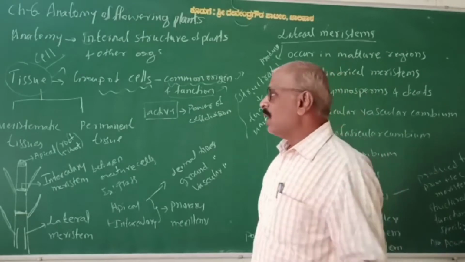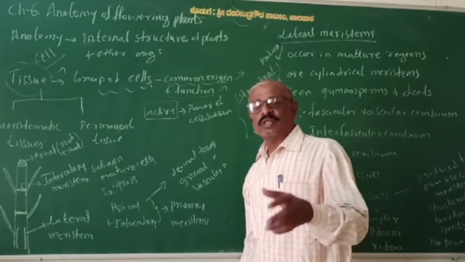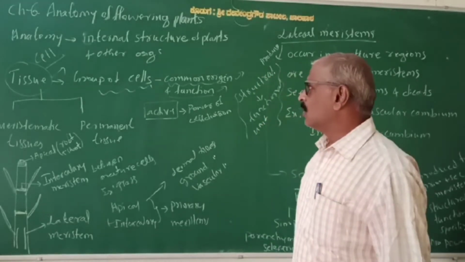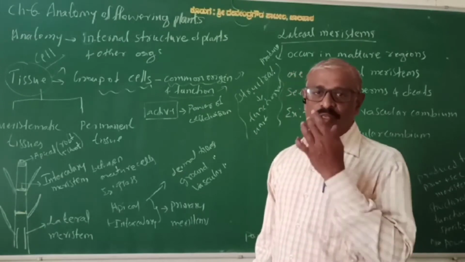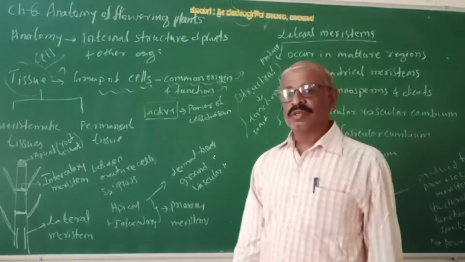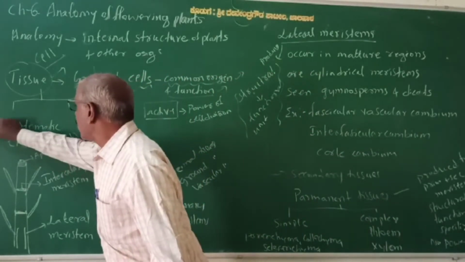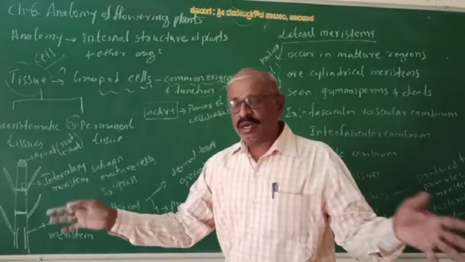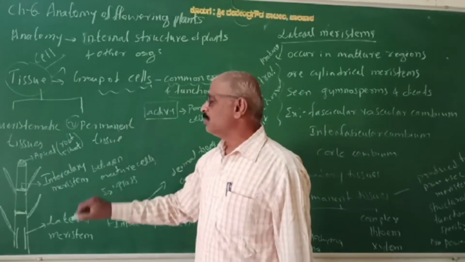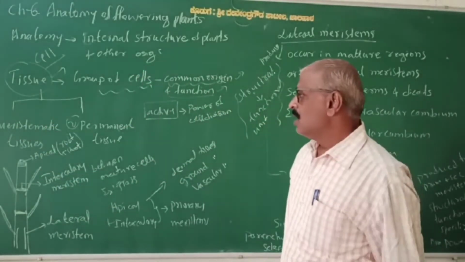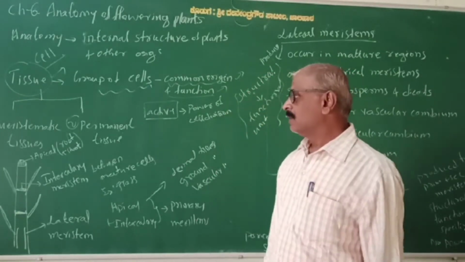So when we say tissue, I hope you know the definition. The group of cells having a common origin, function and structure is said to be the tissues. After this, we get two kinds of tissues. We broadly classify them into two: one is called the meristematic tissue and the second one is the permanent tissues.